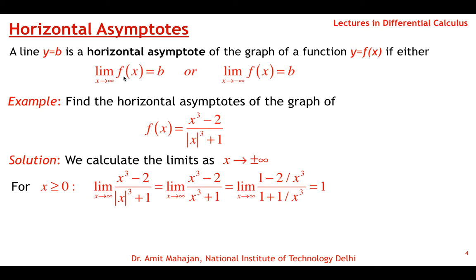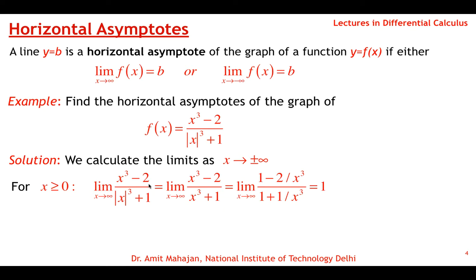Okay, so if you compare with this, then you see that the b value is 1 here. So we believe that y is equal to b, meaning y is equal to 1, is a horizontal asymptote to the function curve on the plus infinity side, to the right of the domain.